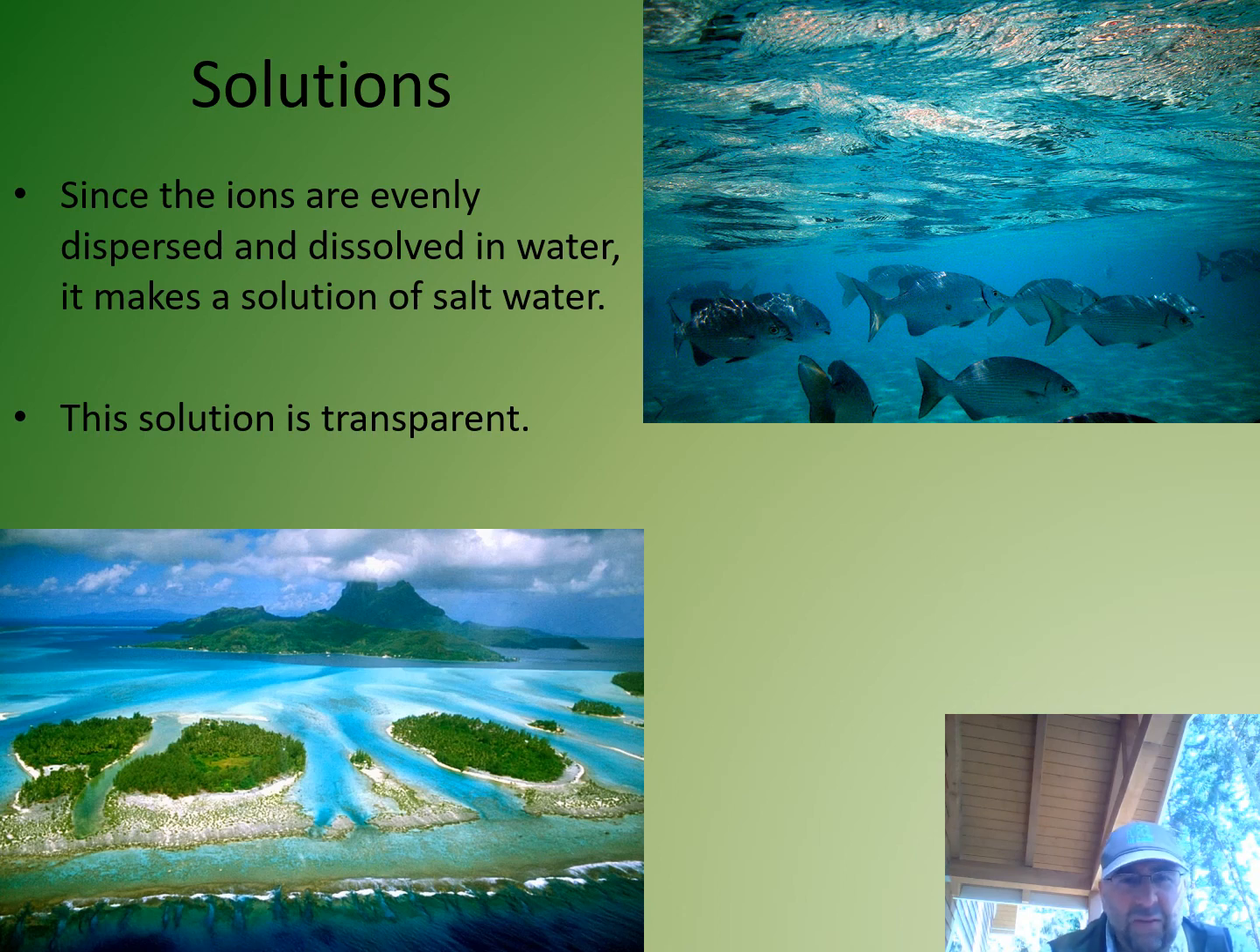Because the ions are evenly dispersed and dissolved in the water, it's going to make a solution of salt water. Solutions, by definition, are transparent because the ions are so tiny that they do not block light's ability to move through it. So solutions are always transparent. You can see through them. Now, that doesn't mean that they're not colored. You can have red solutions and orange solutions and blue solutions, but as long as it's transparent, you can see through it, you know that it's a solution.